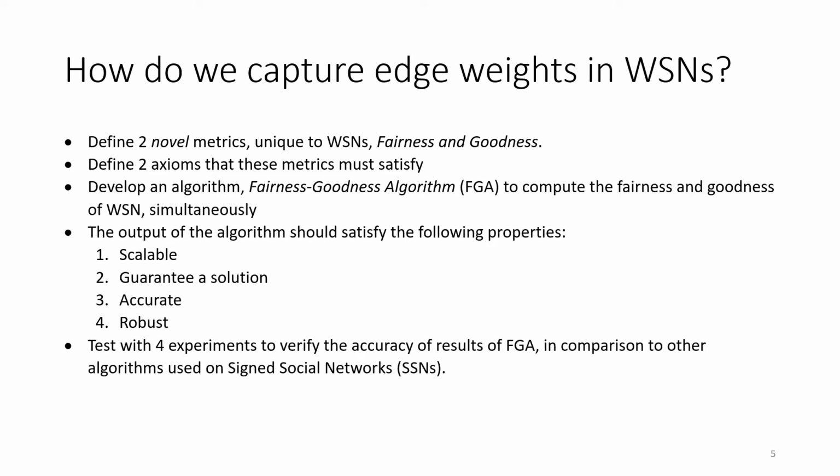The fairness axiom states that a vertex is fairer than another if it gives ratings closer to the ratings deserved by the recipient, while the goodness axiom states that vertices with higher fairness have higher impact on the vertices they rate. So this tells us that the fairness and goodness metrics are interwoven. One relates to another. And then there's a fairness goodness algorithm, and the algorithm needs to satisfy these four properties, and then we'll test for experiments. So let's go deeper into this paper.